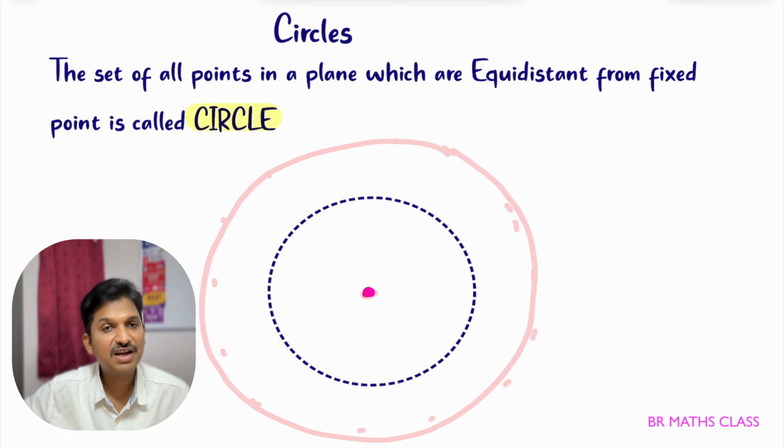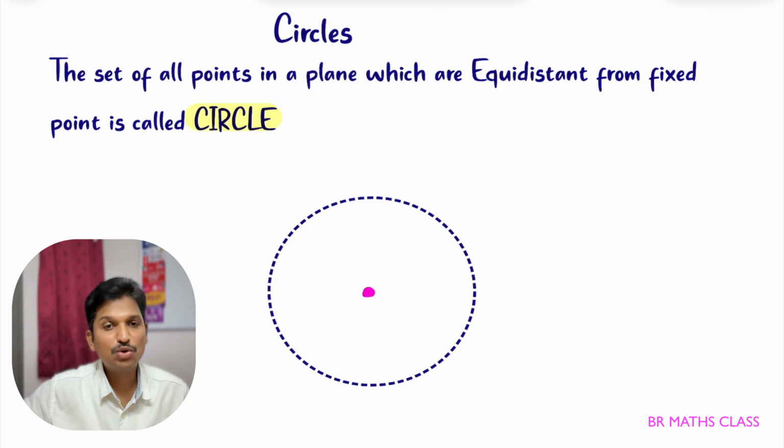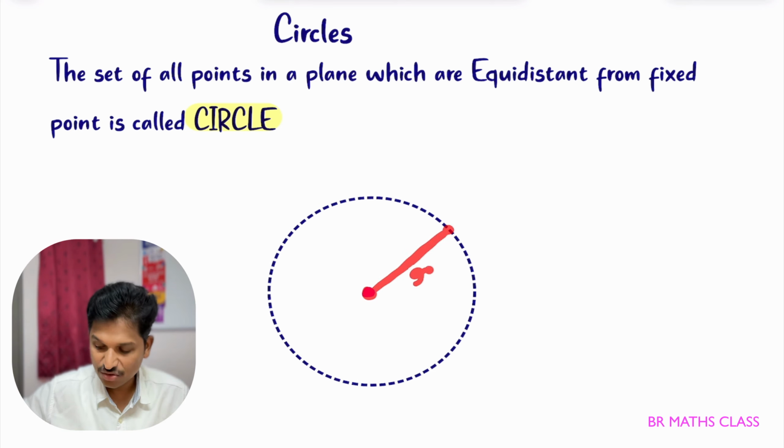I hope you are understanding. Now, two things you need to know. This fixed point, I'll name it as C. This fixed point C is called the center of the circle. Next one is radius. What is radius? The distance from the center to any point on the circle. This length is called the radius.